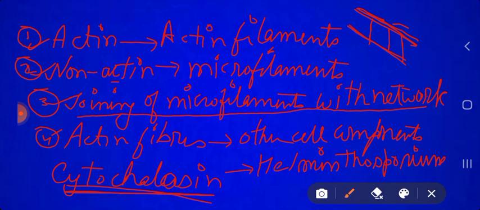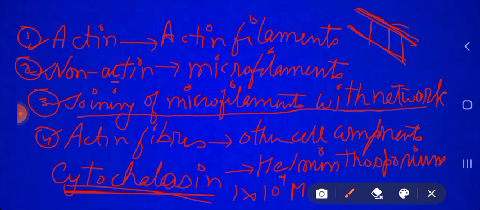This cytochalasin and its metabolites have an effect on the actin filaments at a very low concentration of about 1 into 10 to the power 9 M. It inhibits the further addition of actin molecules to the microfilaments. It causes fragmentation of the microfilaments as well, so it causes fragmentation of the actin filaments. It also inhibits assembly, so that no actin filaments will assemble to form microfilaments.